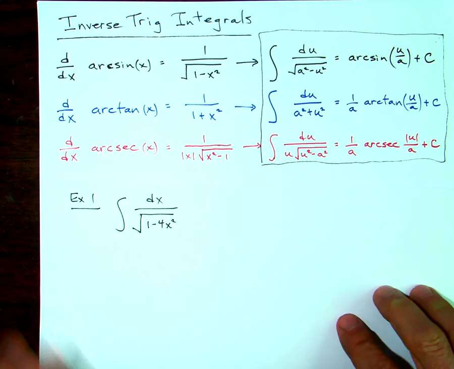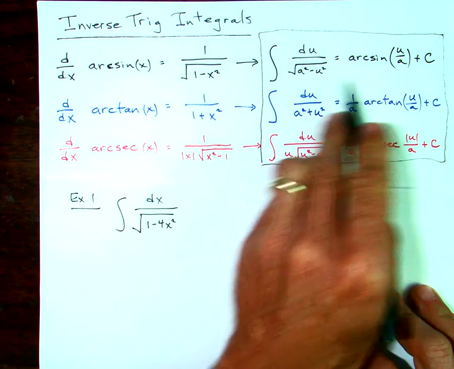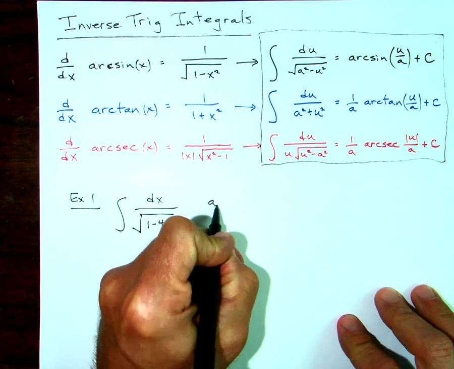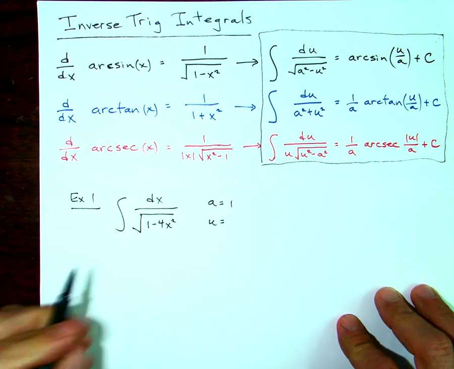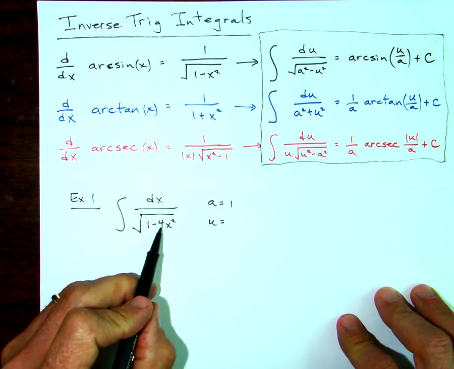The next thing is to figure out what a and u are. a would have to be 1, because 1 squared is 1, and for u I'm looking for something squared that would give me 4x squared.